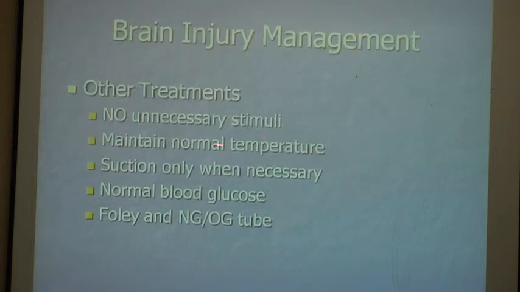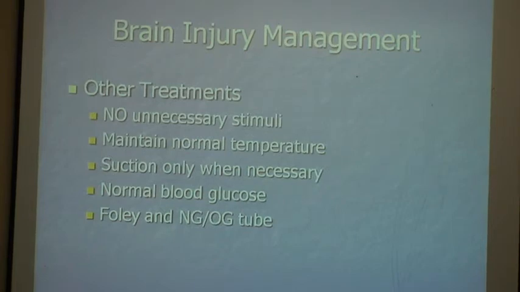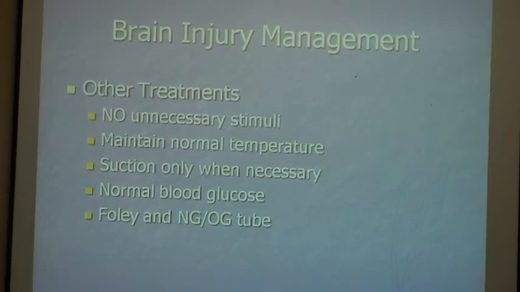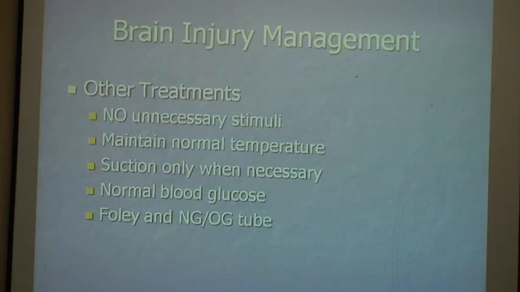Normal temperature. For every degree that your body temperature goes up, your metabolic rate increases about 10%. So we need to make sure that they don't get a fever. We don't want them shivering either. We don't want them cold, because shivering increases your metabolic rate exponentially. Suction only when necessary, and if you have a patient that you need to suction their ET tube frequently, then if you can, try to combine doing that quickly and suctioning their oral airway quickly at the same time, so you're not constantly doing something that's going to increase their intracranial pressure.